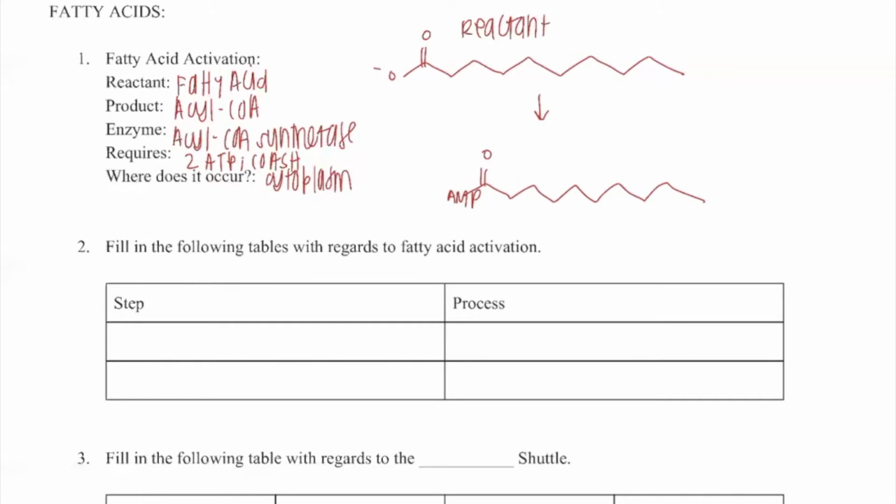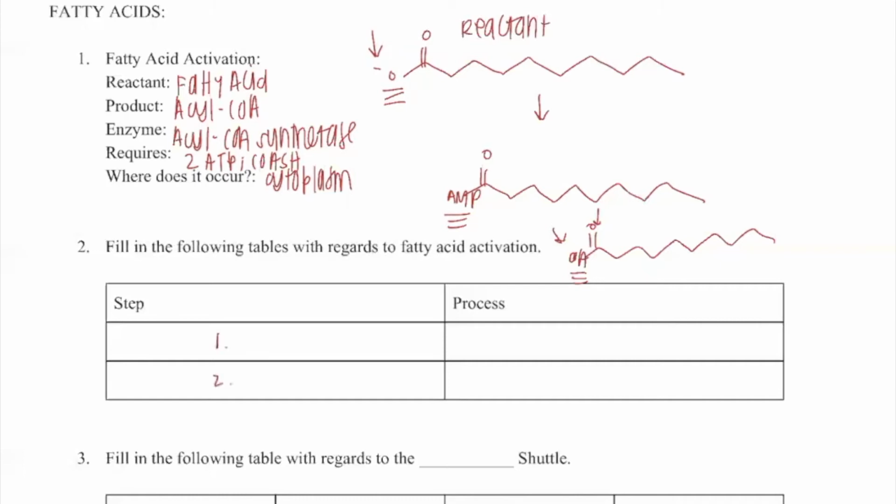Once we've added this AMP molecule, we can now, easier than with this carboxylate ion right here, easily add that CoA and make this into something that looks like this. Okay, so this is the CoA. So first we start with this carboxylate ion, then we jump to an AMP, and then we go to a CoA. All right.